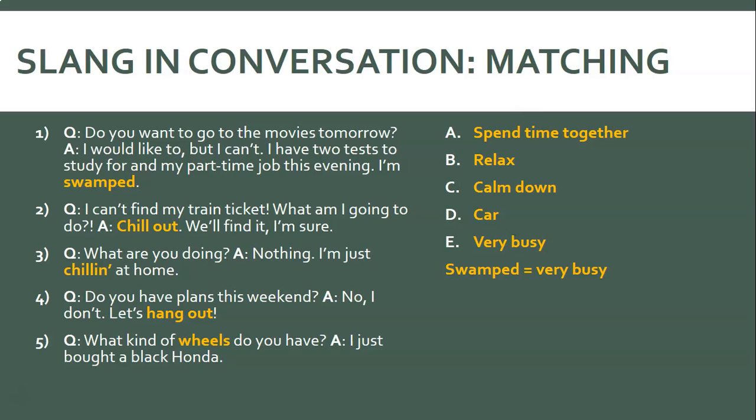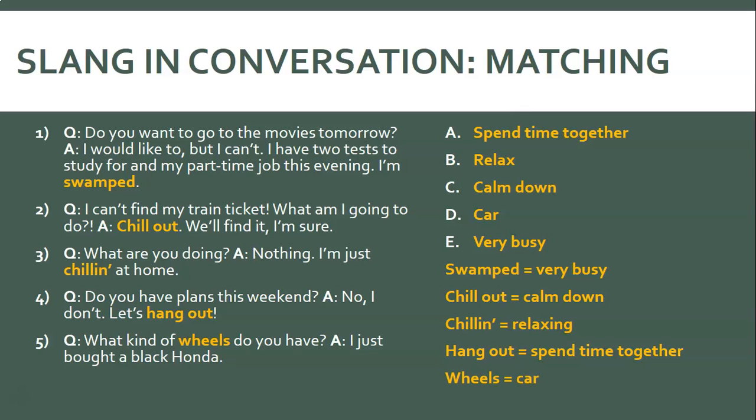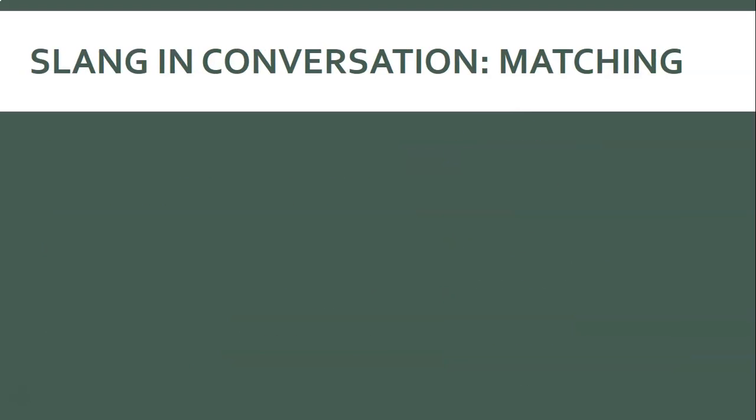Okay, number 2, what do you think chill out means? If you said calm down, then you are correct. He's saying or she's saying, just calm down. No problem, we'll find it. Next word, chillin', is relax or relaxing. And next is hang out. This one you might know. And that is, of course, to spend time together. So it is very common for English speakers to say hang out. Let's hang out soon. Let's hang out this weekend. And number 5, wheels, of course, is car. So sometimes we might just say wheels instead of car. Okay, let's look at some more examples.